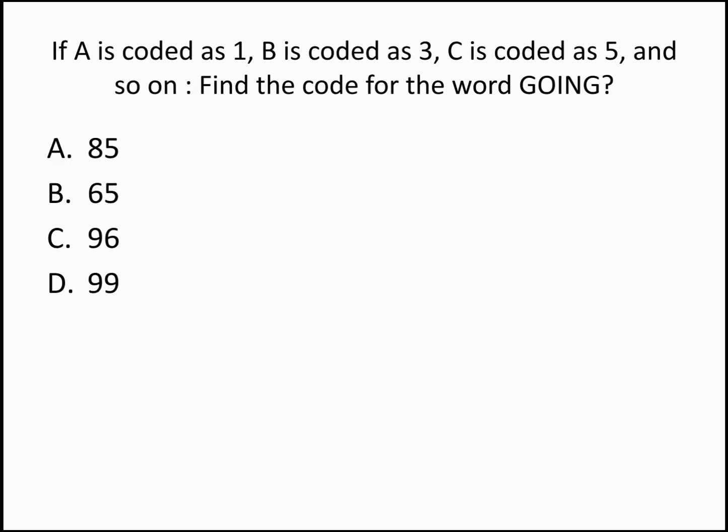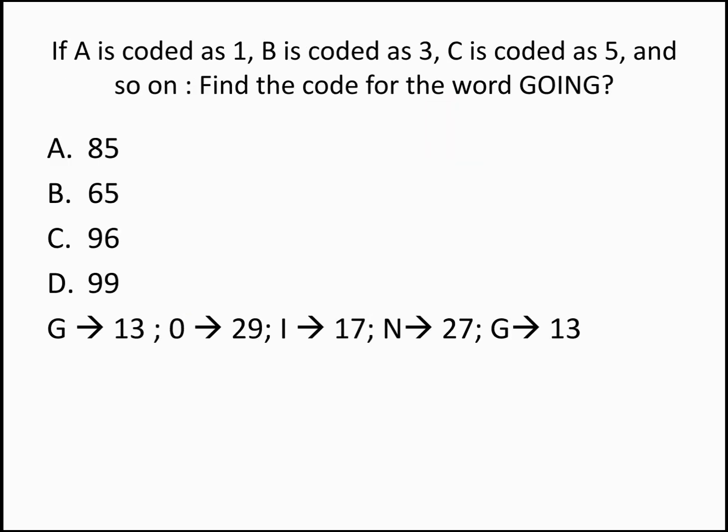And for a similar kind of question, find the code for the word going. G is coded as 13, O as 29, I as 17, N as 27 and G as 13. That is, when adding 13, 29, 17, 27 and 13, you get your answer as 99, which is the code for going for this particular series.